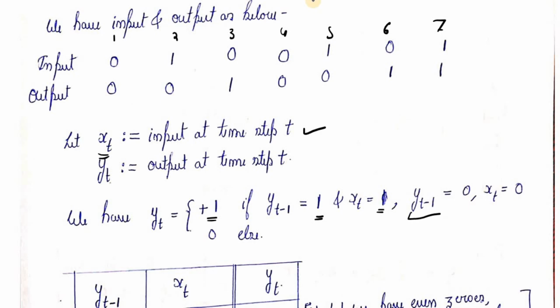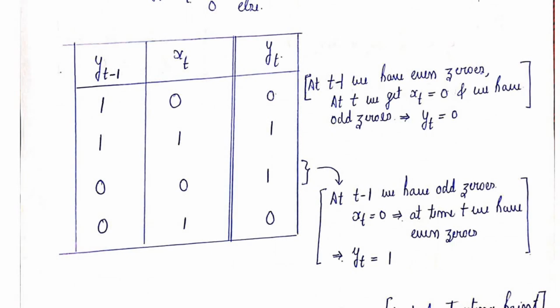Or, until the previous time step we had an odd number of zeros, and on the addition of xt, which is a 0, we get an even number of zeros and the result is 1. Now we write it formally in this way. So yt minus 1 being 1 means that at time t minus 1 we have an even number of zeros. We got a 0 at time t. Now we are at an odd number of zeros, so yt will be 0. Now, in another scenario where we are at an even number of zeros and we add 1 to it, we still have an even number of zeros, so yt will be 1.